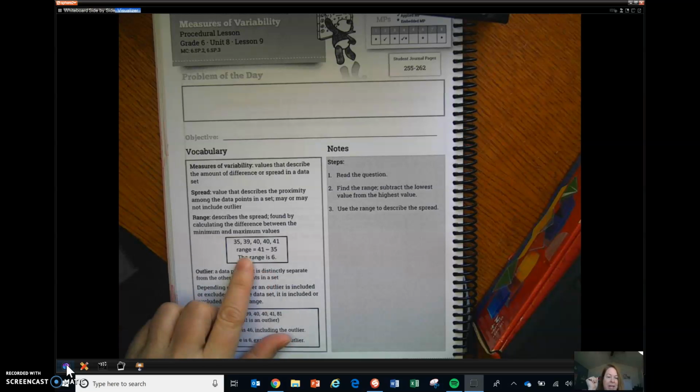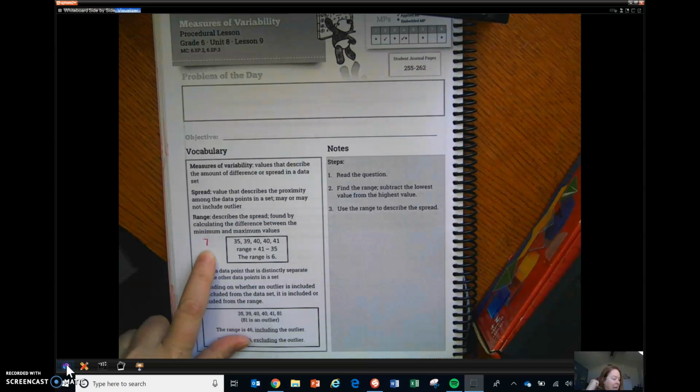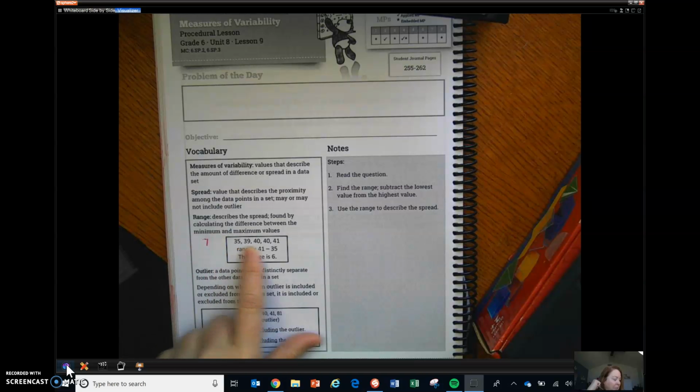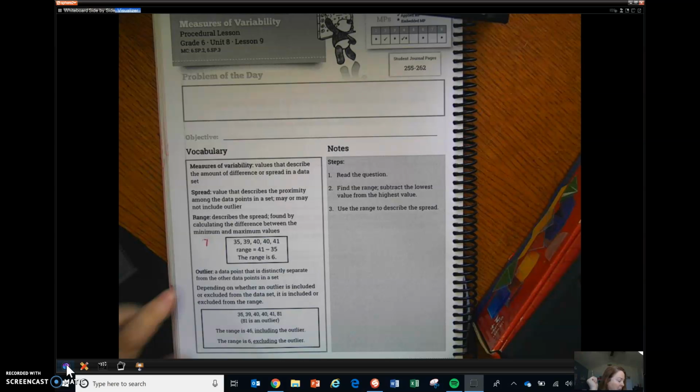The outlier is the one that just kind of doesn't fit. So pretend we have these numbers here and then we had a 7 way over here. That outlier just doesn't fit. It's really far away from these numbers, 35, 39, 40, 40, and 41. You could even have an outlier way over here, and that just kind of messes up your data a little bit.